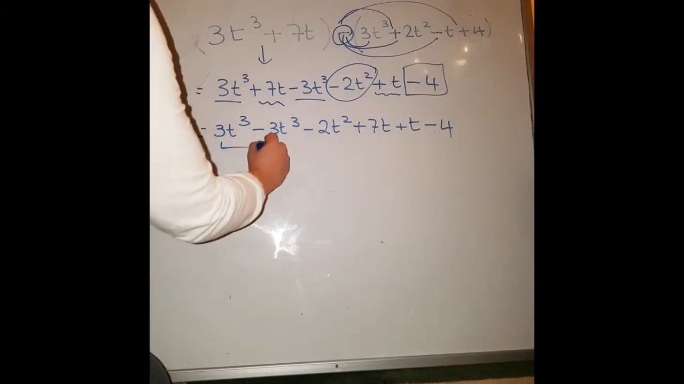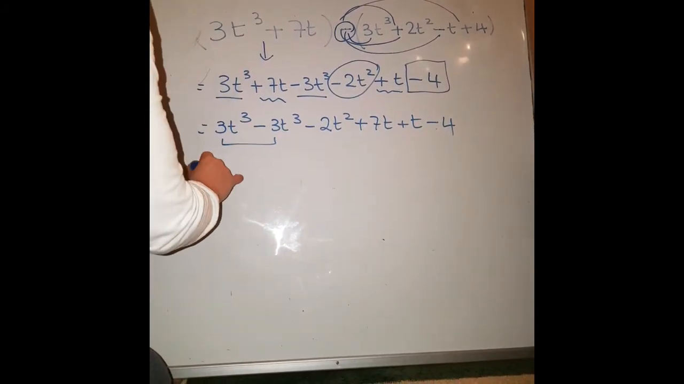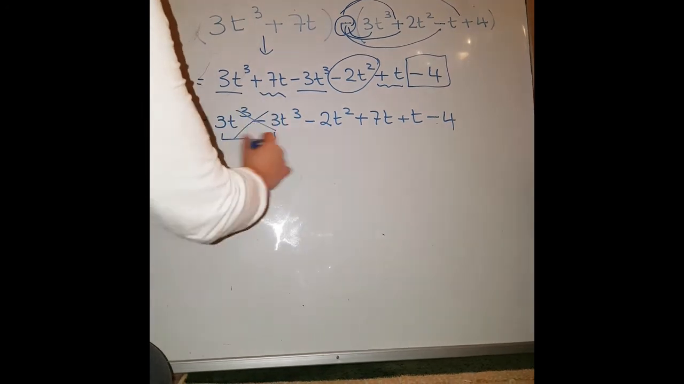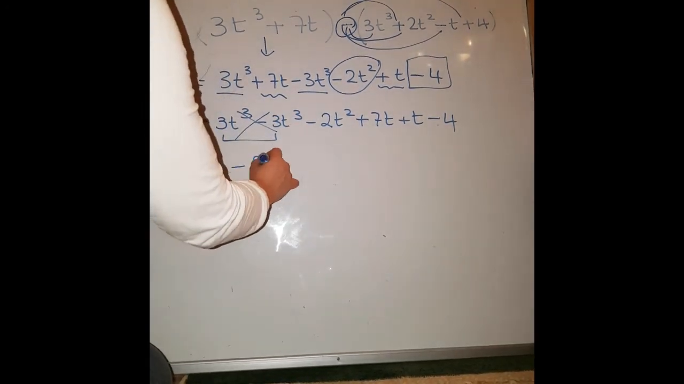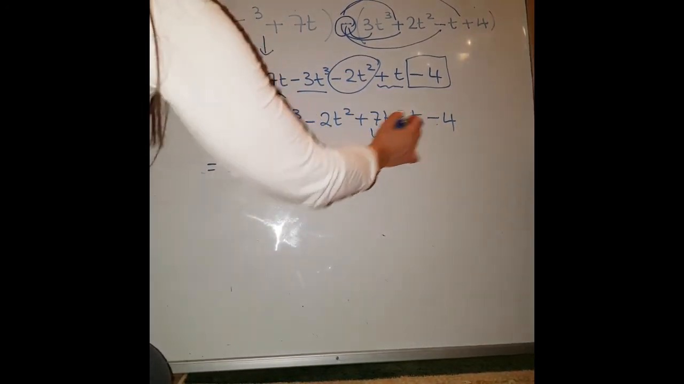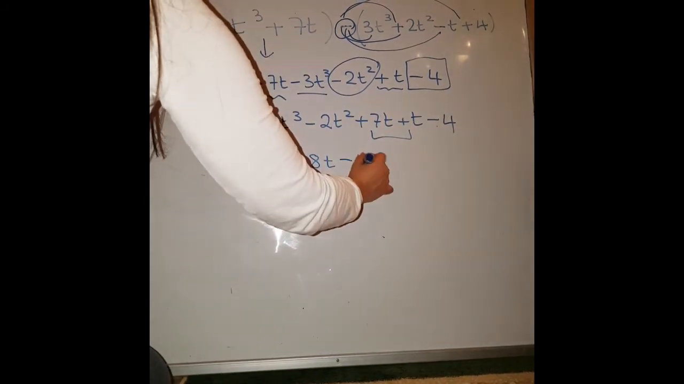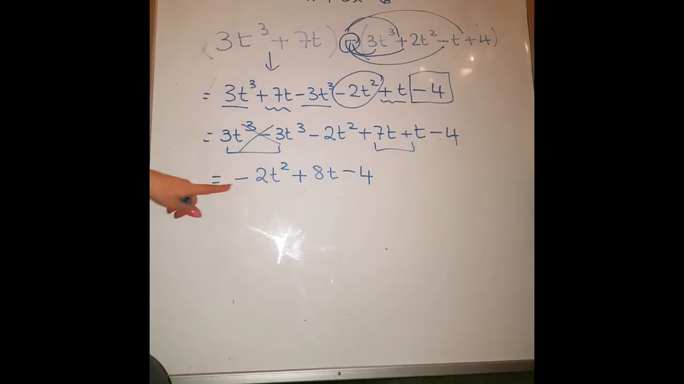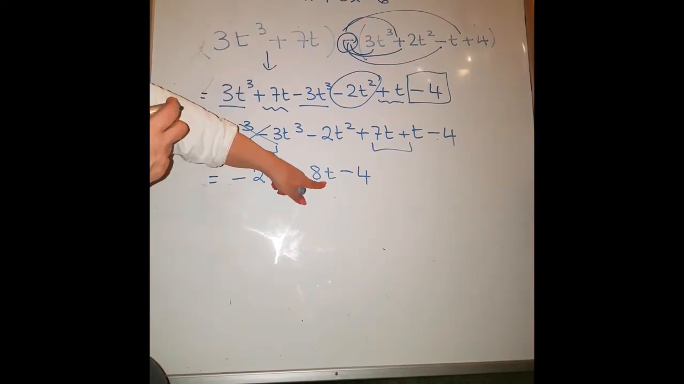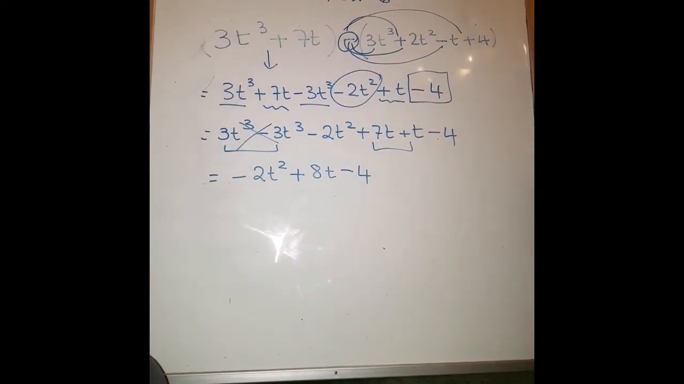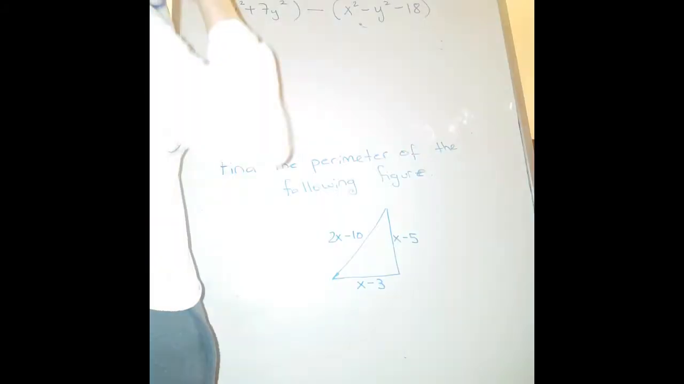And I start adding and subtracting. 3 minus 3 is a 0, goes away. I bring down the negative 2t to the second. Plus 7 plus 1 is a plus 8t, and I bring down my negative 4. Is it in standard form? To the second power, to the first power, to the 0 power? Yes, it is in standard form.